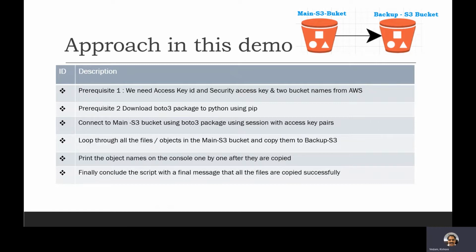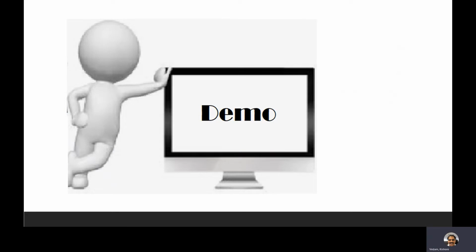Loop through all the files in the main S3 bucket and copy each one of them to the backup S3 bucket. Print the names of the copied objects one by one in the console, and finally display a final message on the screen that every file is copied. I did not include a try except block because this is just a demo. Let's get into the demo.